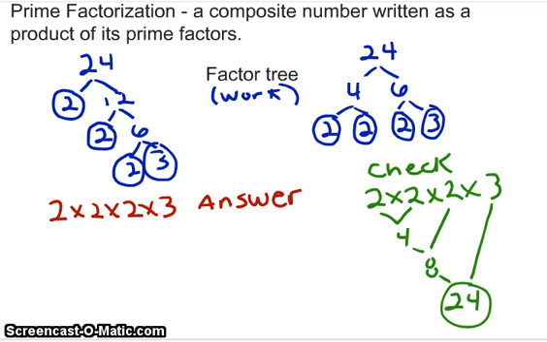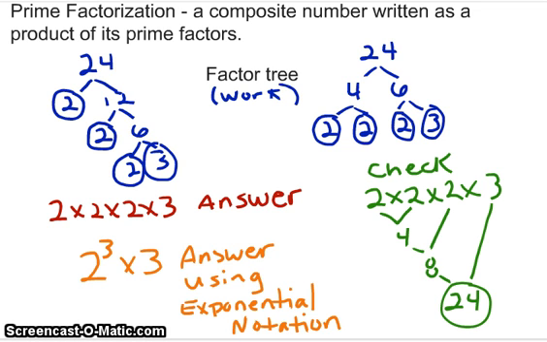So since we ended up, when we multiplied, with the same number that we started with, we've done our work correctly. Now we can write our answer using exponents if we want. To write the answer using exponents, the answer would be 2 to the power of 3 times 3. It's 2 to the power of 3, or 2 cubed, because there are 3 2's. So this is our answer using exponential notation.